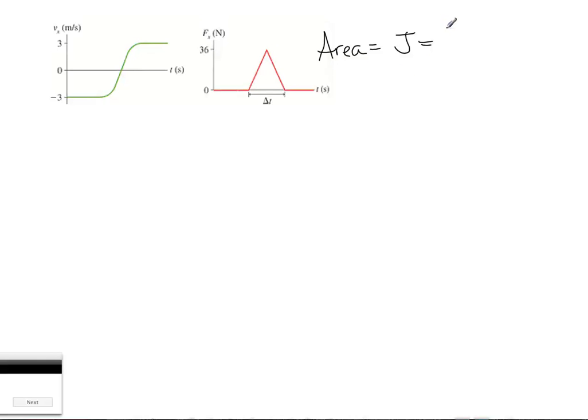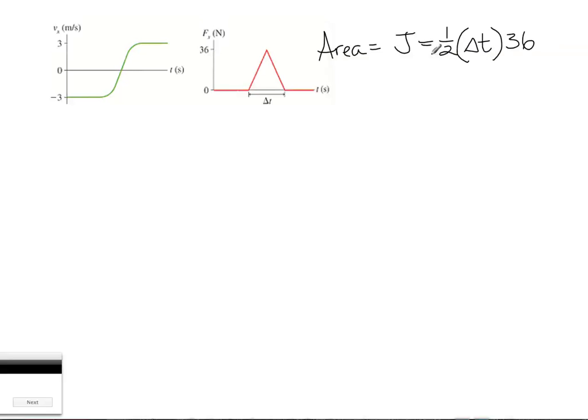1/2 the base, oh golly, they didn't tell me what the base was, they just said it was delta t. I'll leave that in there for now. And then the height of the triangle is 36. So I have a formula with a delta t in it, but they didn't tell me what it was. So I go back and I read the question. I realize that delta t is what I'm supposed to find.